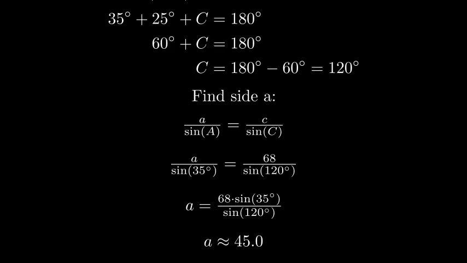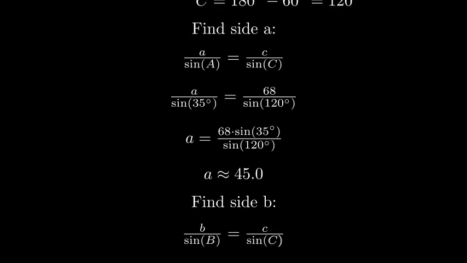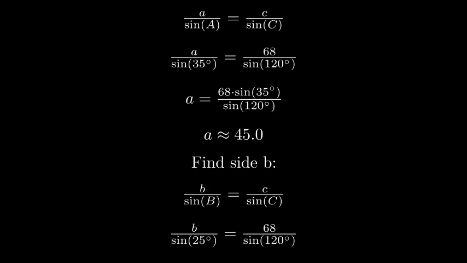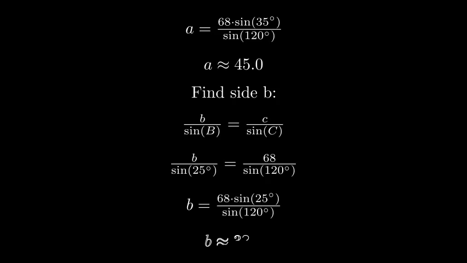Finally, let's find side B using the same known pair. The setup is B over sine of 25 degrees equals 68 over sine of 120 degrees. Solving for B, we find it is approximately 33.2. We have now solved the entire triangle.